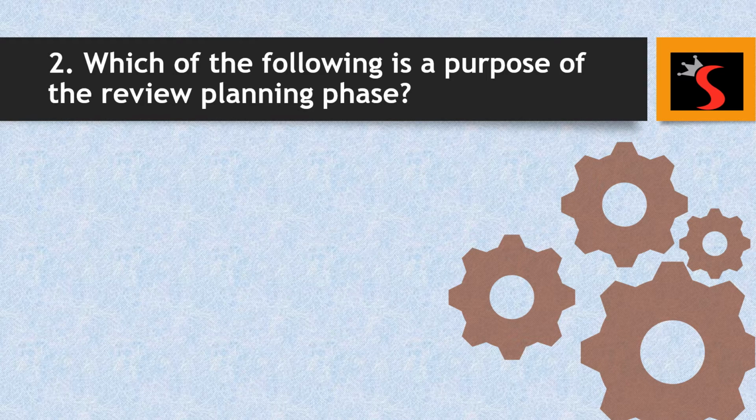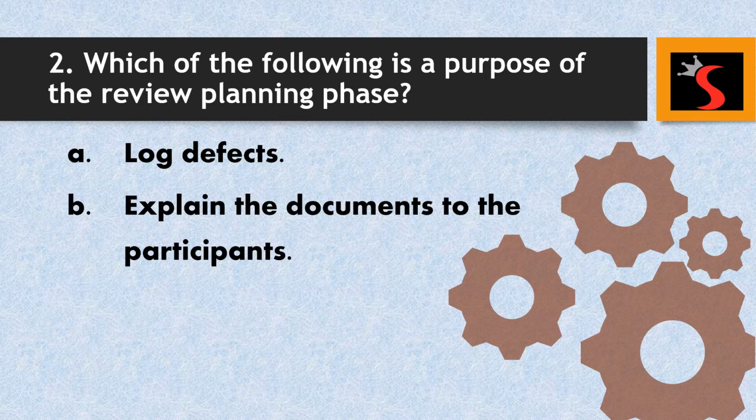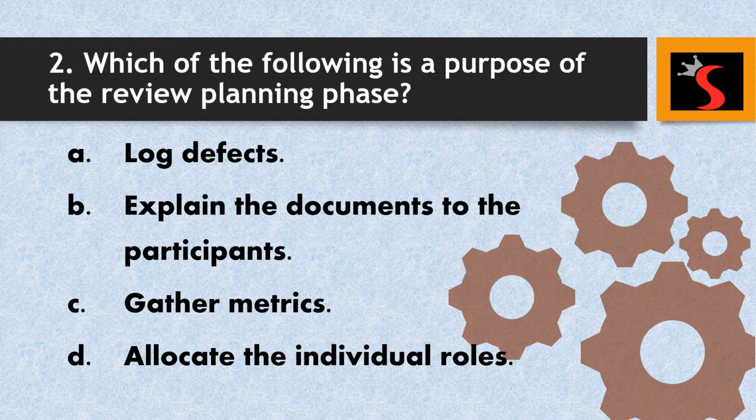Which of the following is the purpose of the review planning phase? A. Log defects. B. Explain the documents to the participants. C. Gather metrics. Or D. Allocate the individual roles. And the right answer is option D.